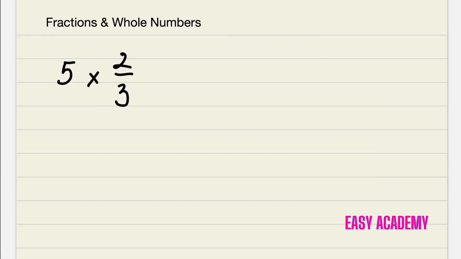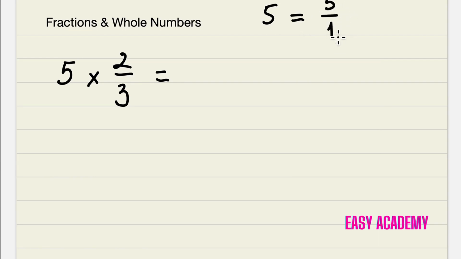Okay, this is our third example. This one is a little bit different when we multiply fractions with whole numbers. Let's take a look at our example. I have 5 multiplied by 2 over 3. We will rewrite 5 into fraction form. 5 is the same as 5 over 1.